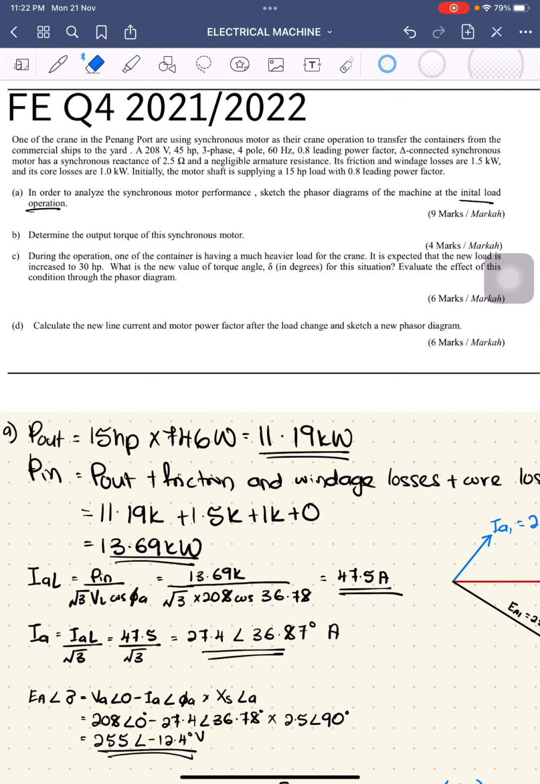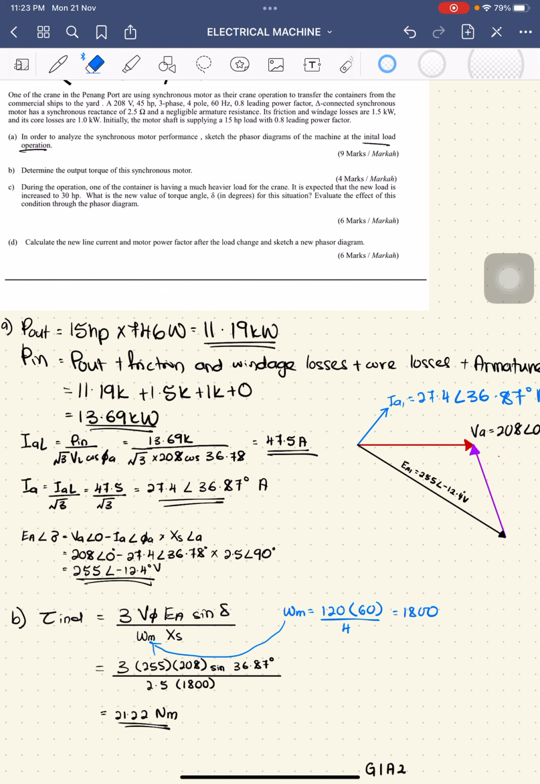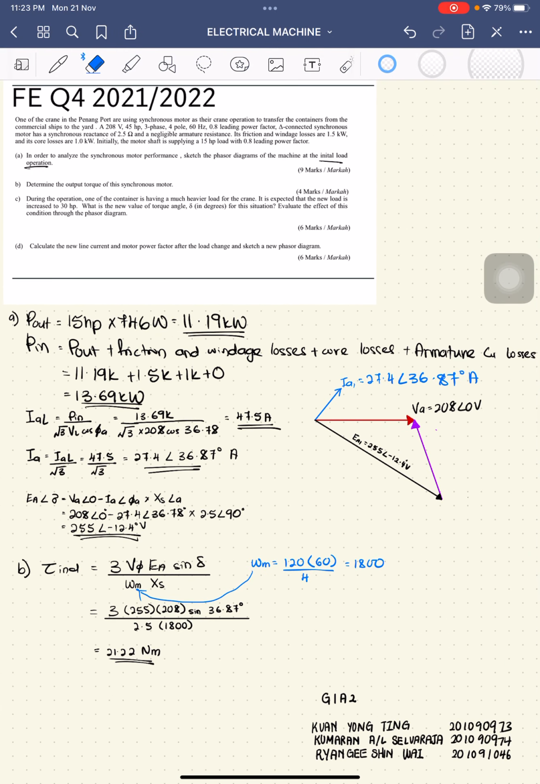For question A, in order to analyze the synchronous motor performance, sketch the phasor diagram for the machine at the initial load operation. Before we draw the phasor diagram, we'll find out the P out first. To find the P out, 15 horsepower multiplied by 746 watt, and then we got 11.19 kilowatt. From this value, we can find out the value for P in. For the P in, we get 13.69 kilowatt.